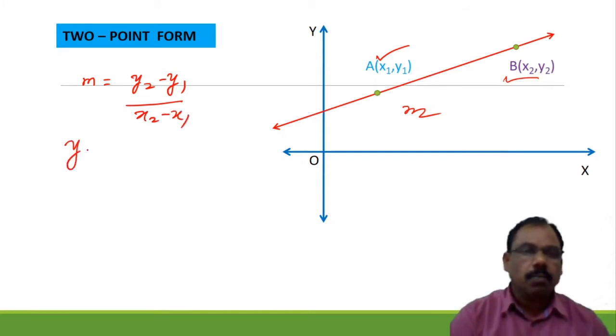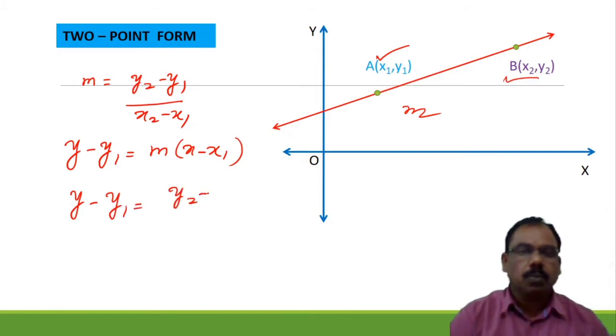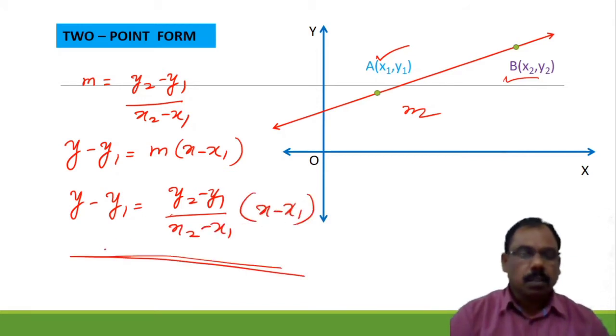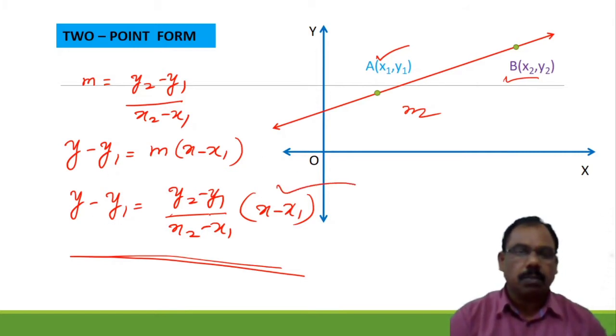We know that y minus y1 is equal to m into (x minus x1). Replacing m with (y2 minus y1) divided by (x2 minus x1), we get y minus y1 is equal to (y2 minus y1) divided by (x2 minus x1) into (x minus x1). This equation, we call it the 2-point form of the equation of a straight line. So what is the 2-point form? y minus y1 is equal to (y2 minus y1) by (x2 minus x1) into (x minus x1).